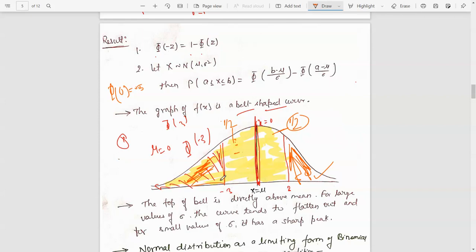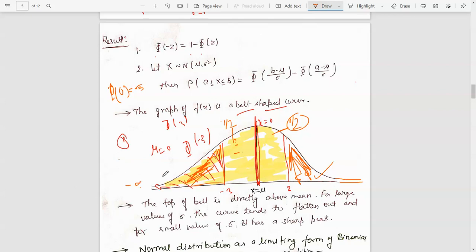Φ(−3) means the area from minus infinity till this particular region. This is the x-axis, and if you are familiar with the math, this is called an asymptote. This curve will never touch the x-axis. It seems like it will touch, but it will never touch the x-axis actually. So this is called the asymptote of this curve.